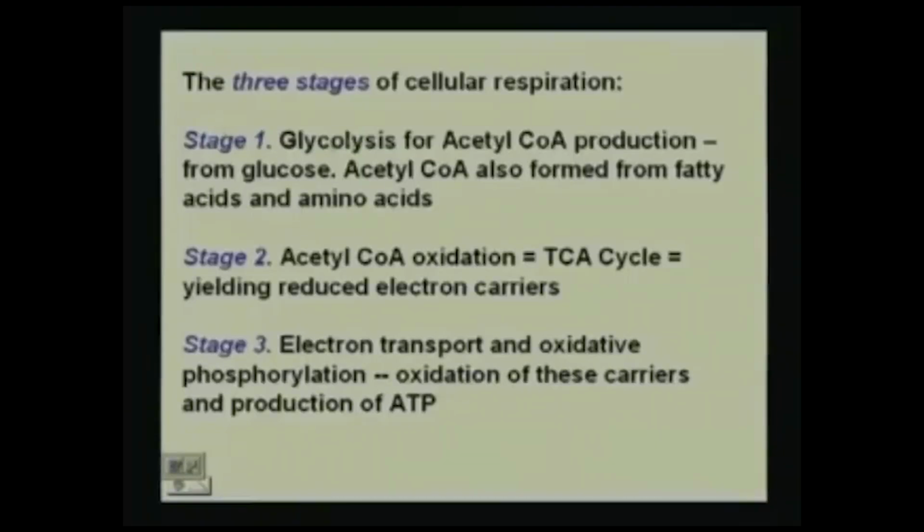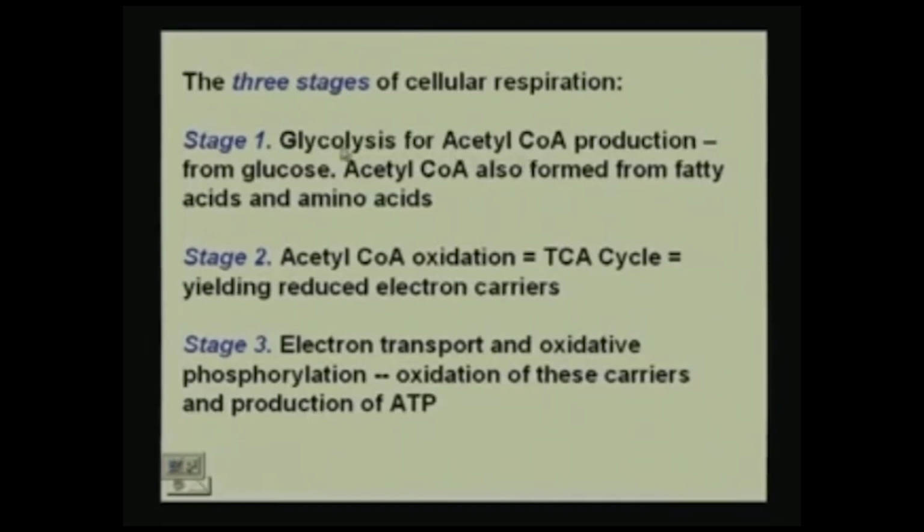Last step of our metabolism of carbohydrates. We are going to consider today the tricarboxylic acid cycle or the Krebs cycle. Now, if we look at the three stages of cellular respiration, the first stage that we have gone through is glycolysis, for acetyl coenzyme A production.